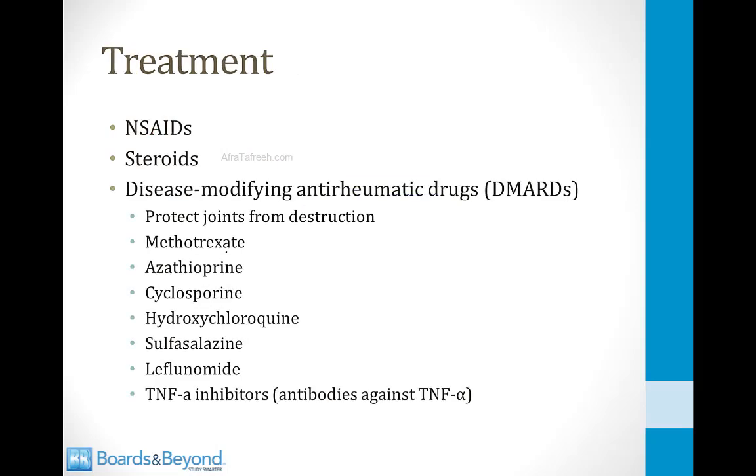For a long time, the treatment of rheumatoid arthritis was NSAIDs and steroids. My grandfather had rheumatoid arthritis, and he used to take NSAIDs every day, and he used to take steroids every once in a while when his symptoms flared.